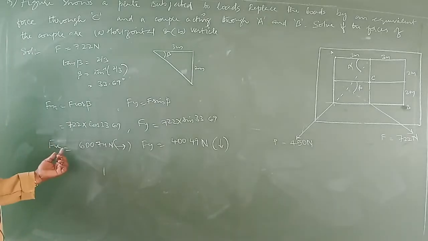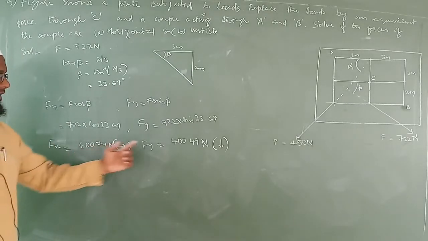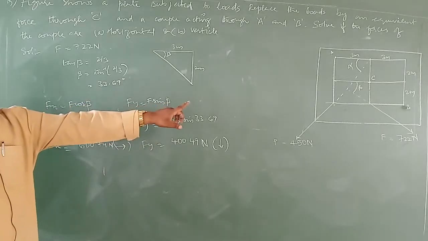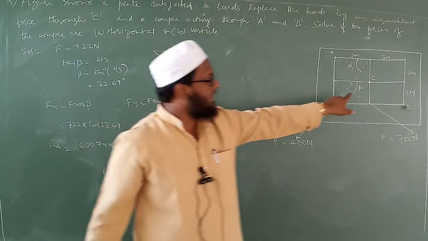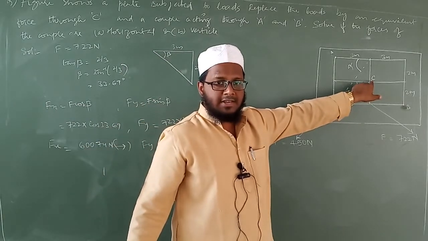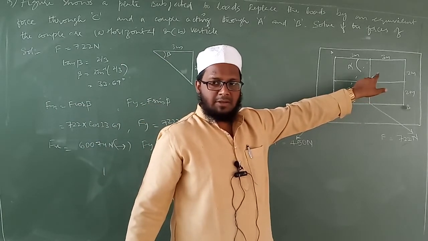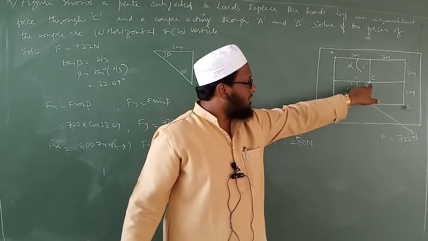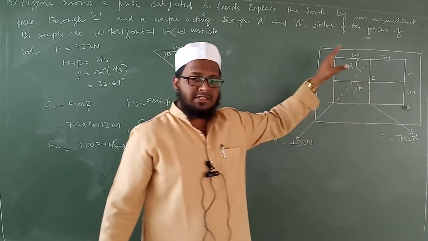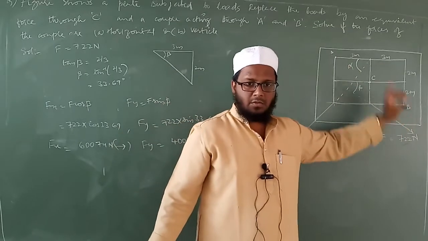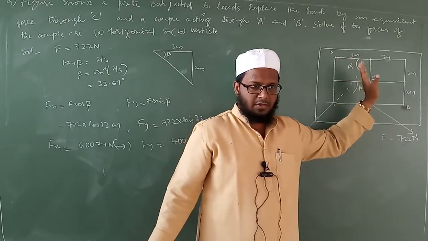Okay, we have the values for Fx and Fy. We have the values for Px and Py. Now after that we'll try to calculate moment at C. With the help of this moment, while calculating moment at C, we are replacing these two forces with one force. That is what we are going to do now.